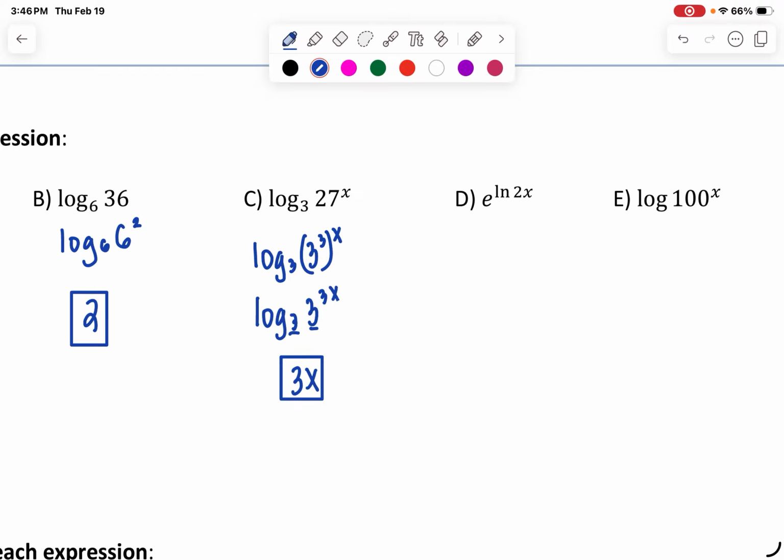This one here, your bases match. This is a base of e, and remember, natural log has a base of e, so it's equal to the argument, which is 2x. And once again, your bases do not match. That's a 10 and 100, but I can rewrite 100 as 10 squared. Power to a power, keep your base of 10, multiply your exponents. Your bases now match, so it's 2x.